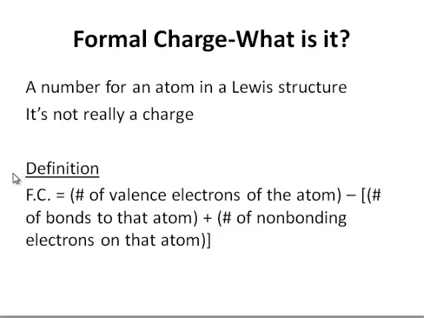Alright, here is the definition, or how to find the formal charge. Formal charge is found by taking the number of valence electrons of the atom, which again you can take from the periodic table, subtracting the number of bonds to that atom in the Lewis structure, and also subtracting the number of non-bonding electrons on that atom.